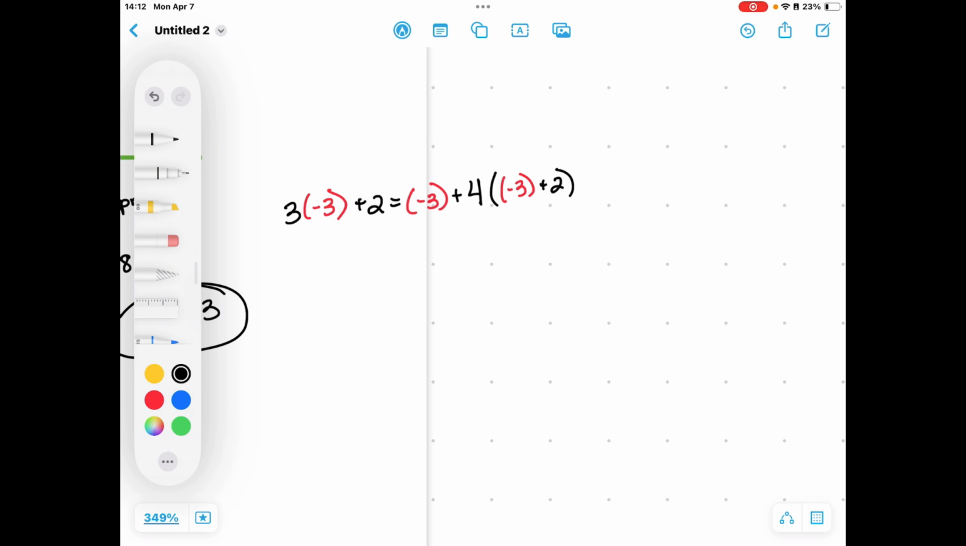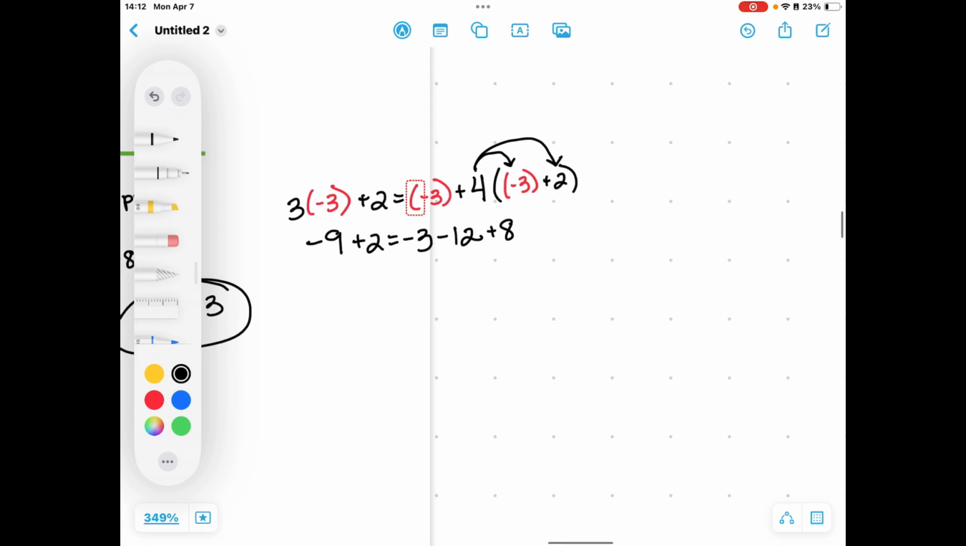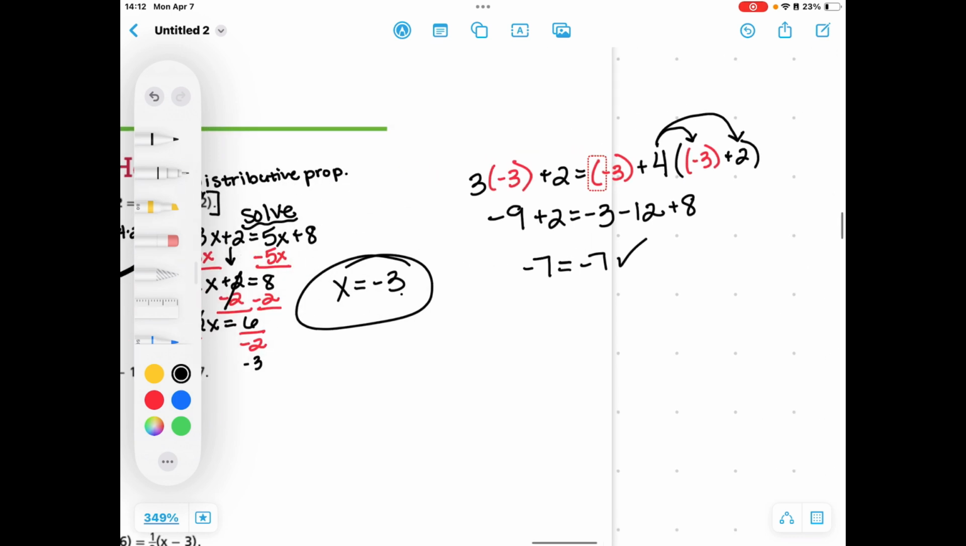So 3 times negative 3, well, that's a negative 9, plus 2 equals a negative 3. You still need to distribute this 4 to both your terms. So 4 times a negative 3, that's a negative 12. 4 times a 2, that's still going to be an 8. Negative 9 plus 2, that's a negative 7. Negative 3 minus 12 is a negative 15, plus an 8 will also give you a negative 7. So this works out. This means that we do have the correct solution of negative 3.